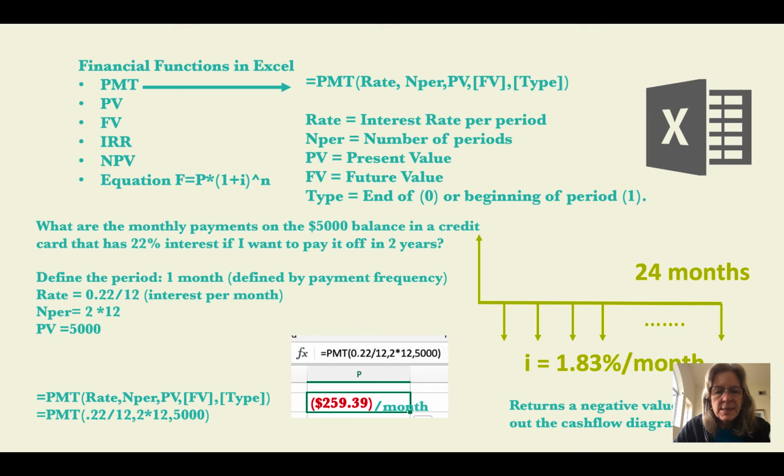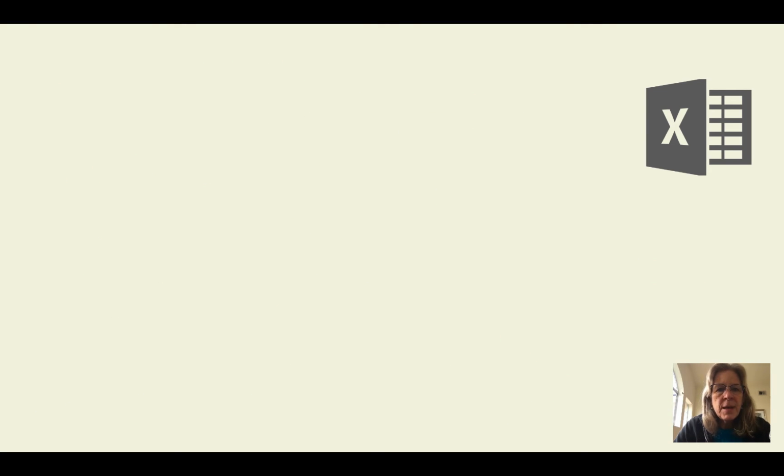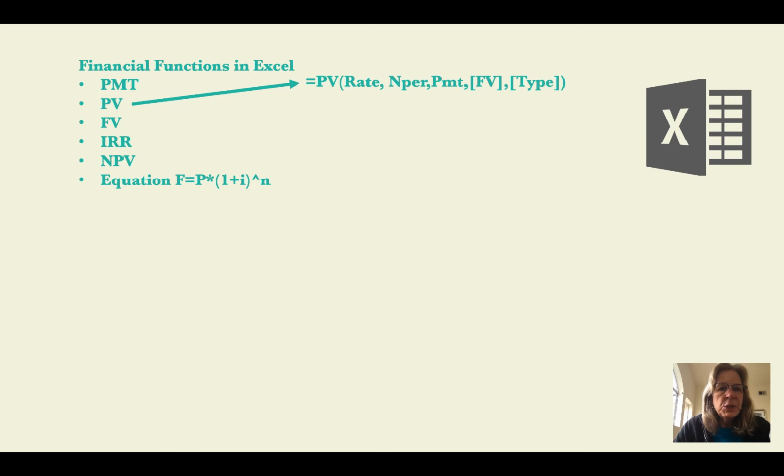So let's look at the next one, which is present value. It's very, very similar. The rate, the number of periods, the payment amount now, right? Because we're trying to find the present value of a particular payment or the future amount.